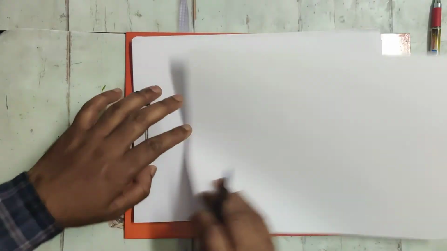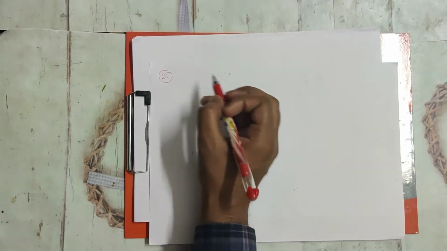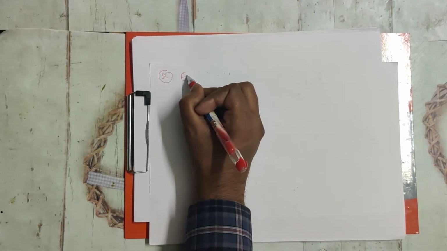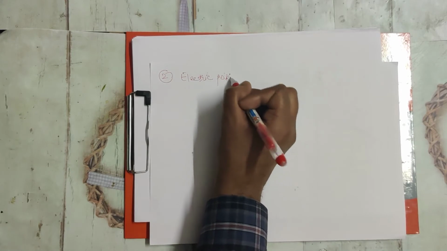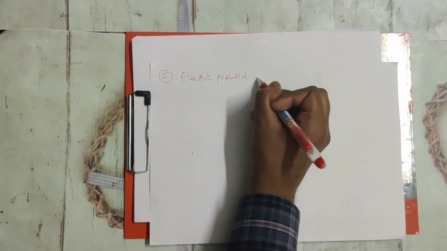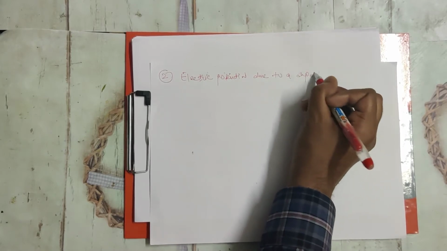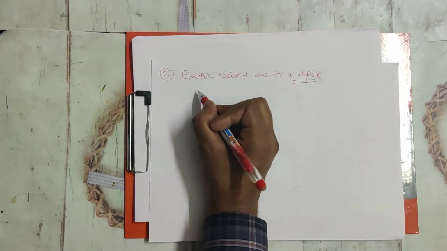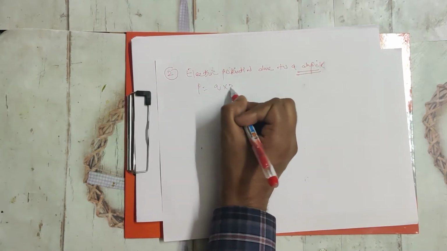So our second topic would be electric potential due to a dipole. We have discussed in the first chapter very considerably that the dipole moment P is equals to q into 2l.